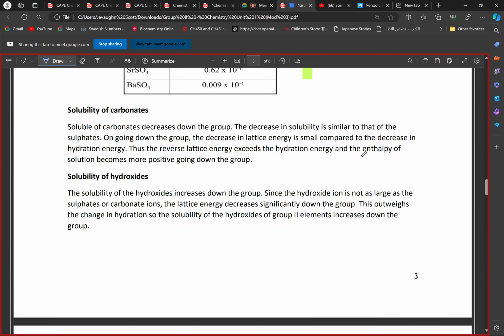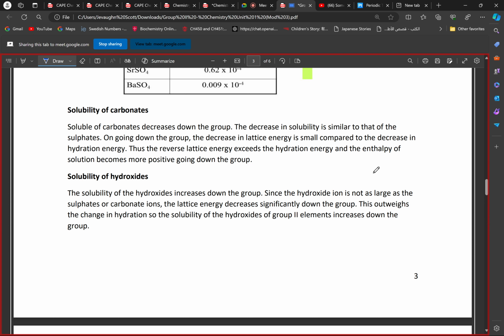Alright? For hydroxides now, the solubility of hydroxides increases going down the group, and we looked at the hydroxide ion thing, right? The hydroxide ion is actually very small, compared to sulfates and carbonates. Therefore, the lattice energy actually decreases significantly as we go down the group, because the large positive ion, the cation, is the thing that we are looking at right here. So the size of the cation will actually have more significance compared to the hydroxide ion.